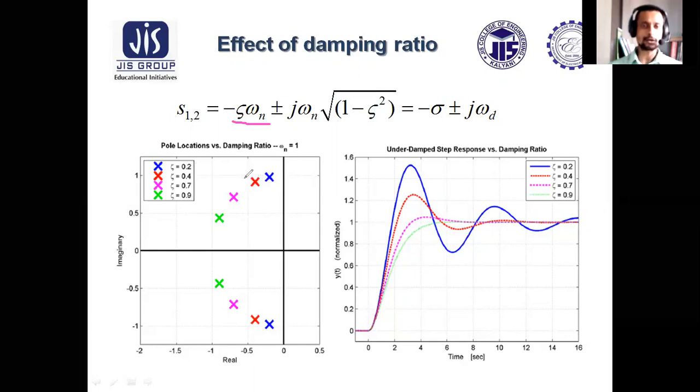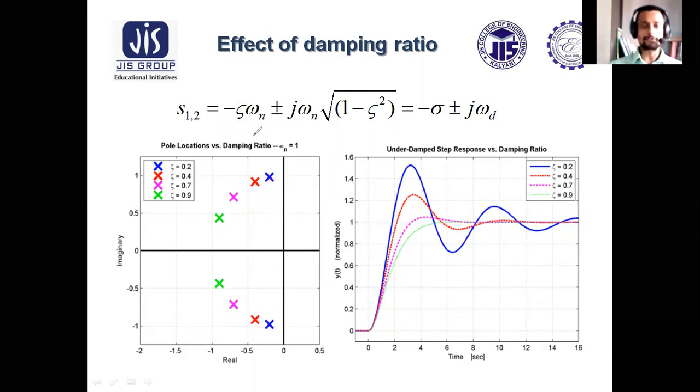This red shows the pole location for zeta equals 0.4. So let us first consider these real parts. See, as zeta increases, this real part location of poles will be increasing. That means poles will be shifted away from the origin or away from the imaginary axis. So the real part will be increased.